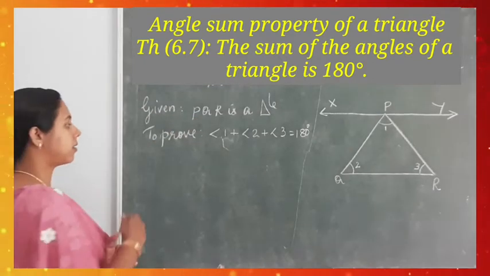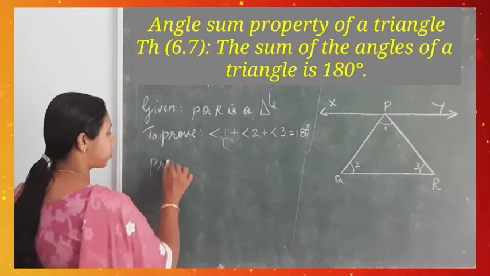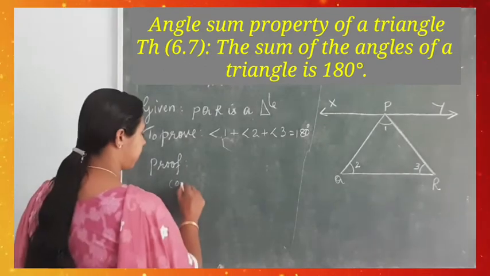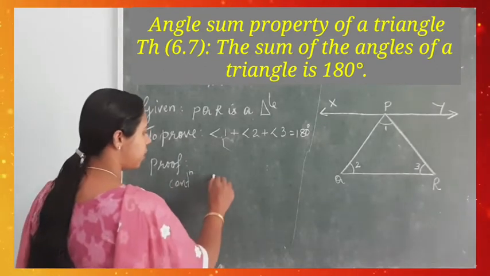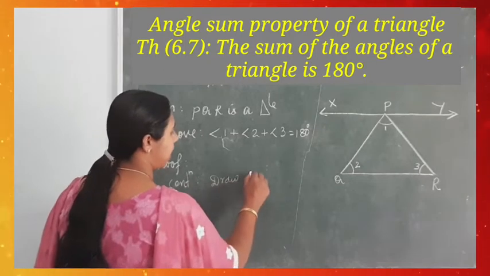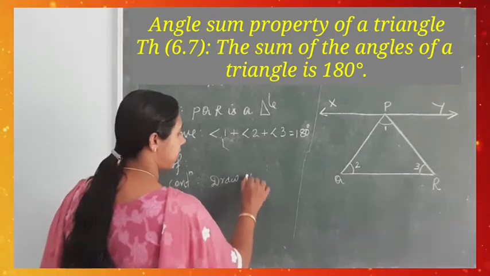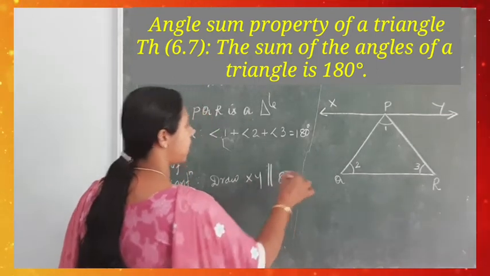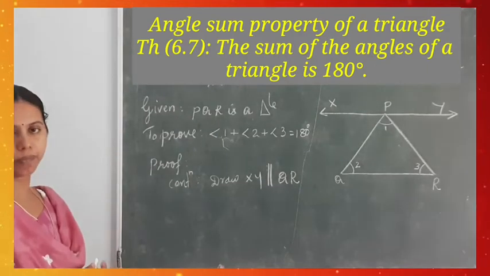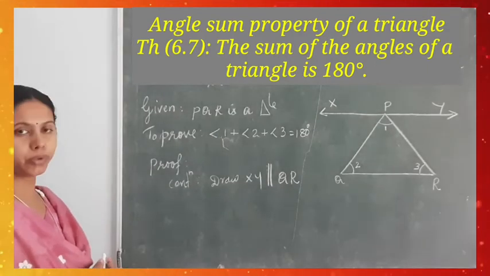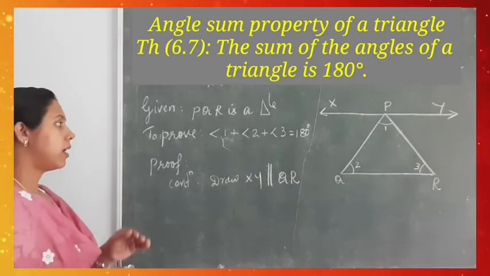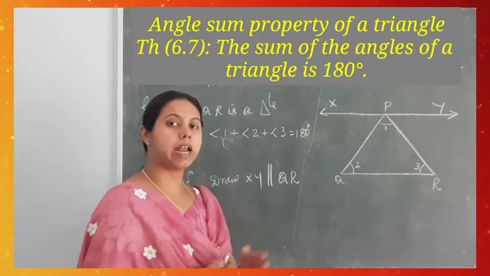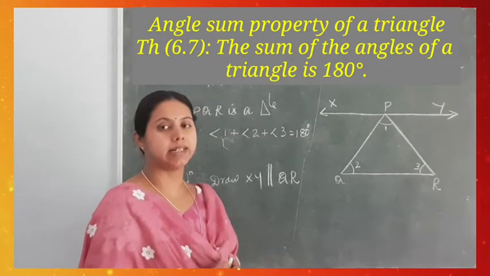For proving that, we have to start our proof. But first of all, we want to construct. Construction: draw a line XY parallel to QR through the point P. Now, you can use the theorems or axioms related to parallel lines that we studied in the previous section.